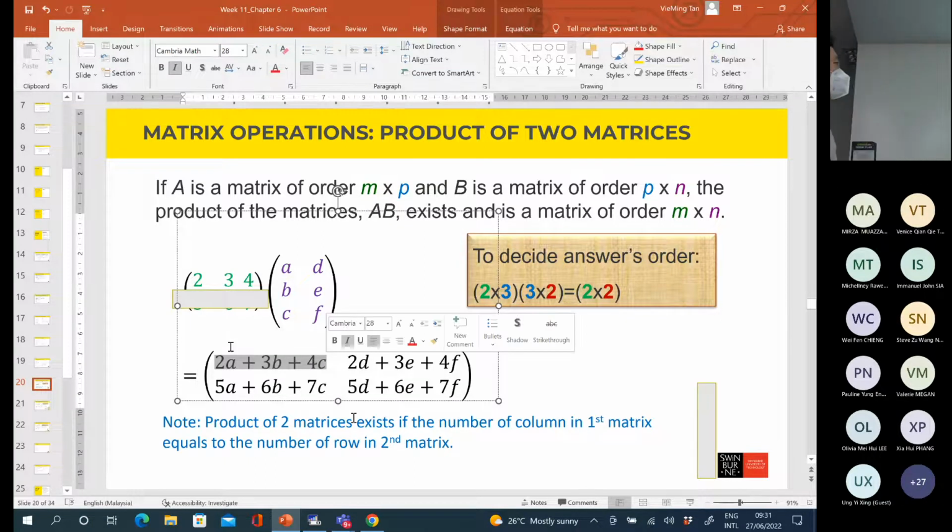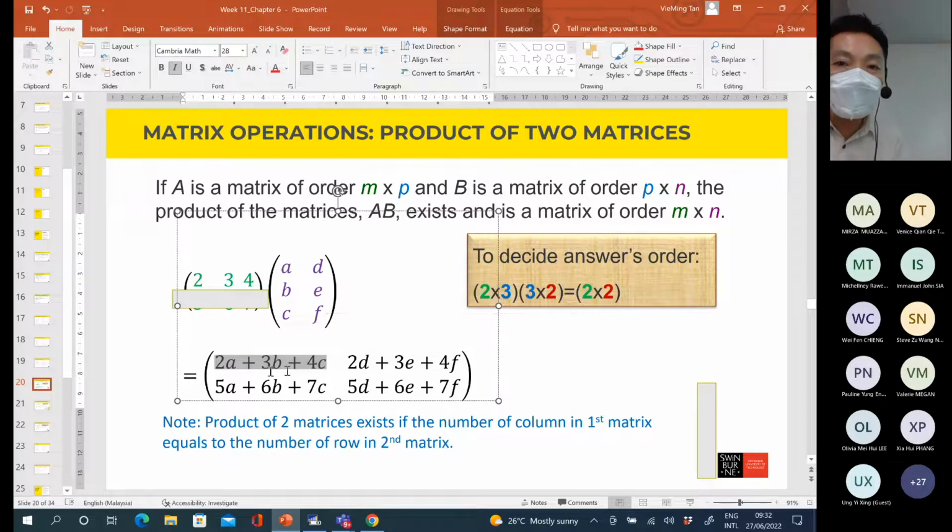The element for the first row and first column: how to form 2A, 3B, and 4C. Now I want to show you the steps to get this value. You may find that the location of this element is at row 1, column 1. That means we'll involve the elements of the first row from the first matrix, matrix A, multiplied with the elements in the first column of matrix B.